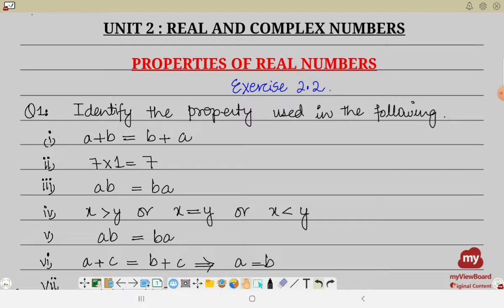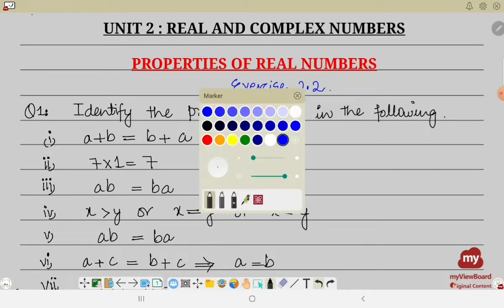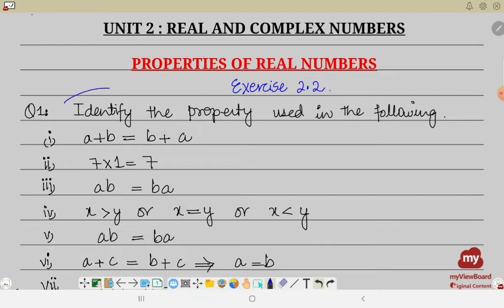I'll be solving exercise 2.2 from unit number 2, that is real and complex numbers. In this exercise, we are going to apply the properties of real numbers. Let's start with question number 1. In question number 1, he has asked to identify the properties used in the following. One by one we'll be reading out the statement and we'll identify the property.